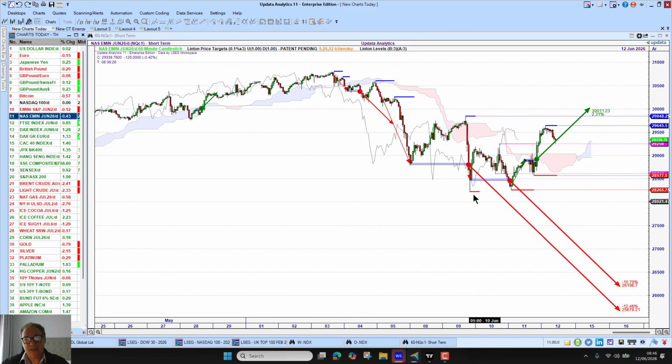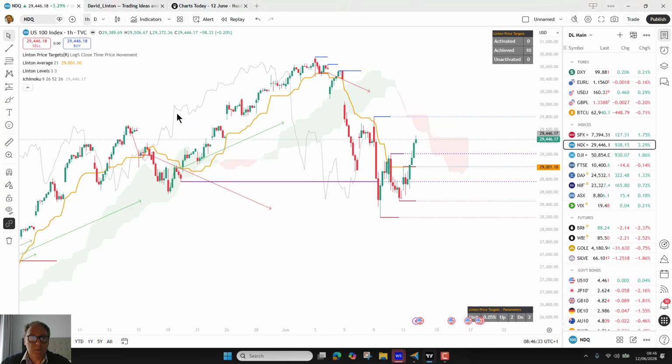Of course, SpaceX is the big news today, and that is going to be quite key. I've covered that already this morning on TradingView.